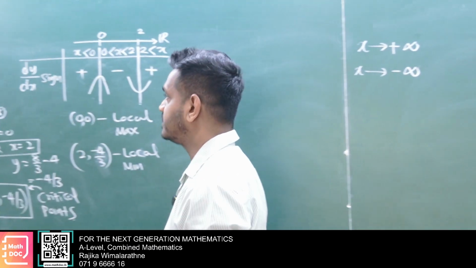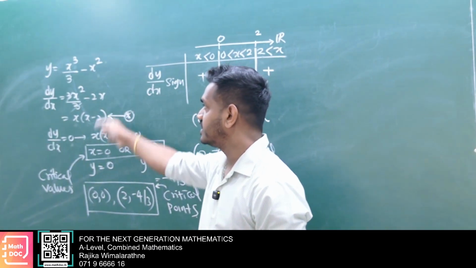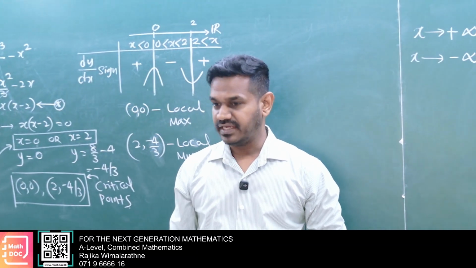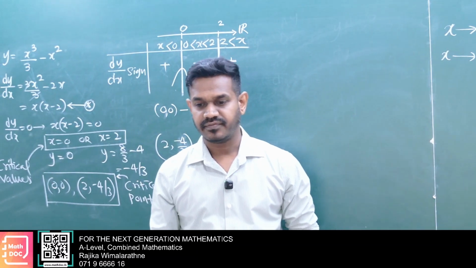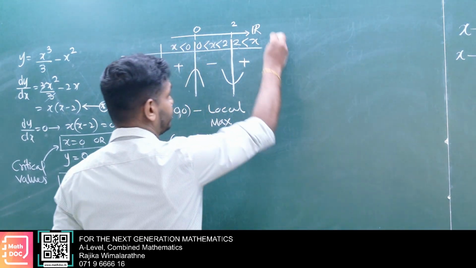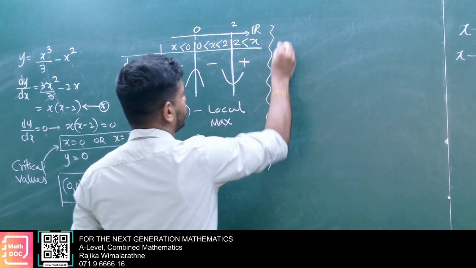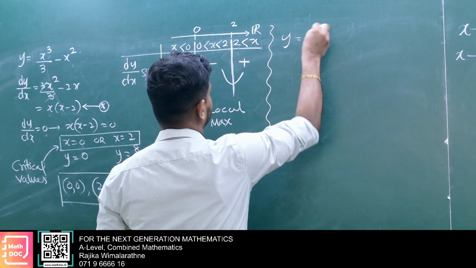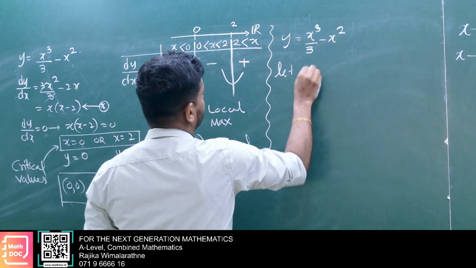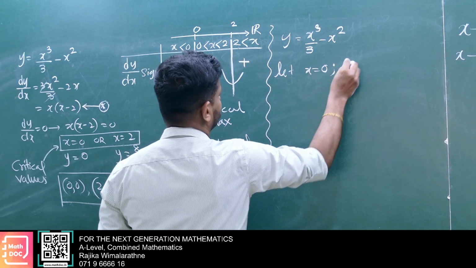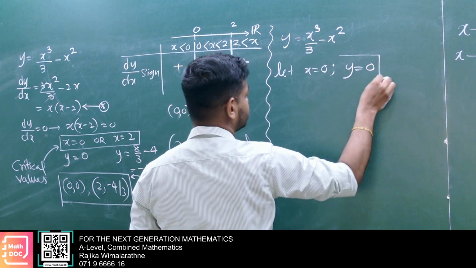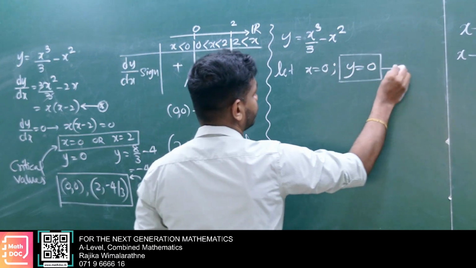Now, here the function is y equals x cube over 3 minus x squared. First you find the x-intercept and y-intercept to complete sketching. Take x equals 0. Here the function y equals x cube over 3 minus x squared. Let x equal 0, then the corresponding y value we get is 0. When we substitute x equals 0, y equals 0, this is the y-intercept.